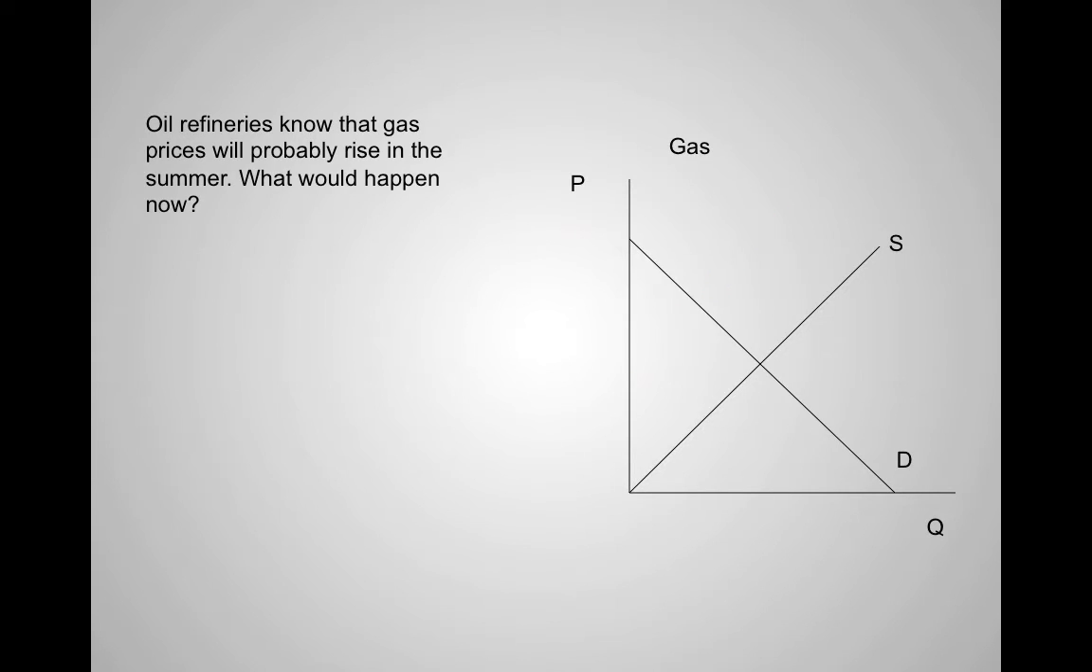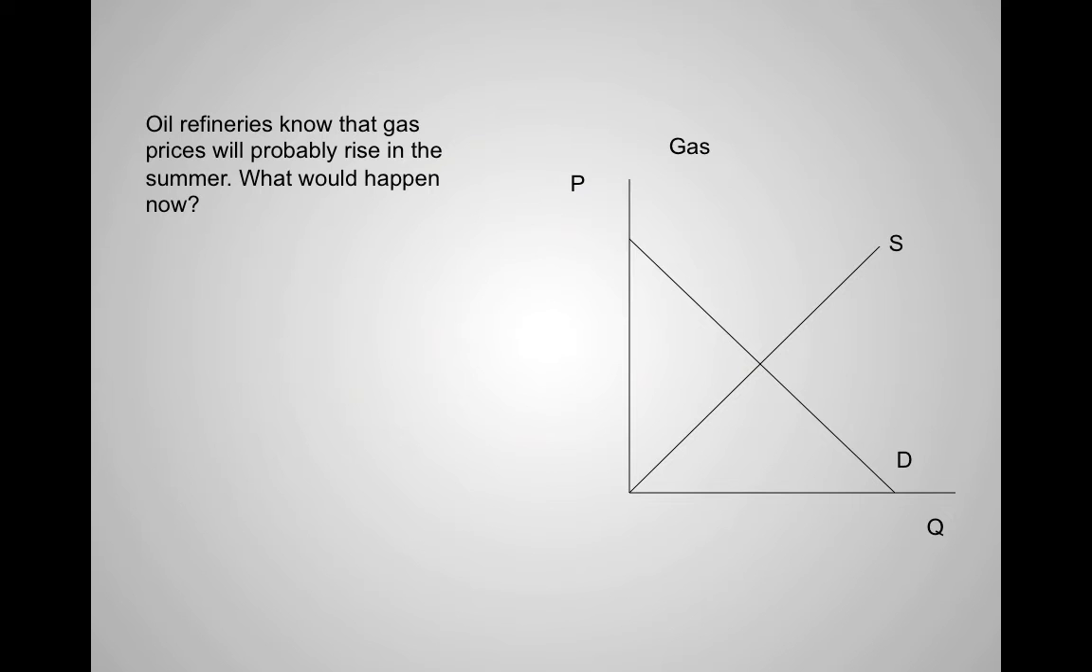Okay, so please note that the forces of supply and demand work together. The point where they cross is called equilibrium. It's the equilibrium price and quantity. And let's look at what happens when these two forces interact together. For example, oil refineries know that gas prices will rise in the summer. What will they do now? And this was written actually a little bit earlier. Some of these questions were.